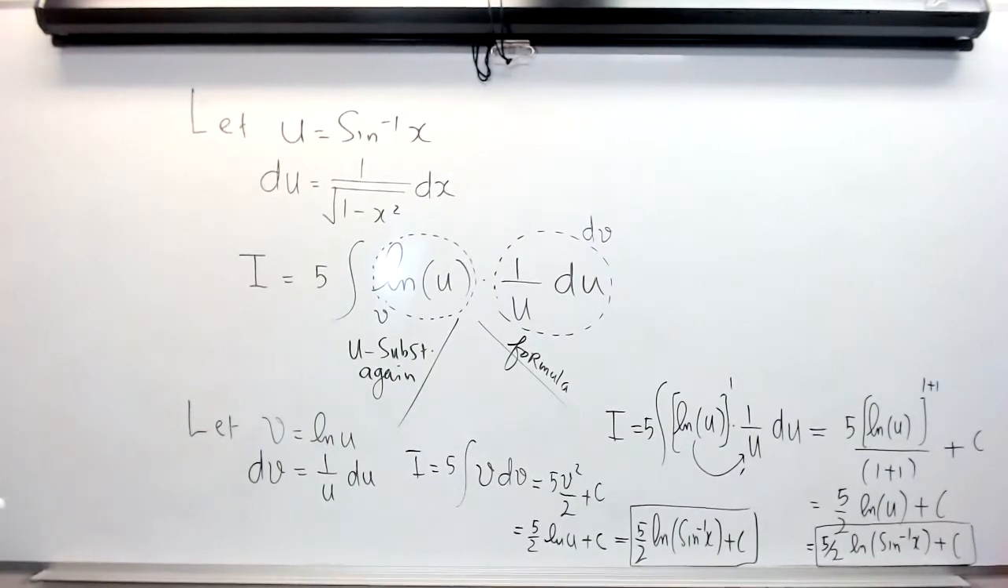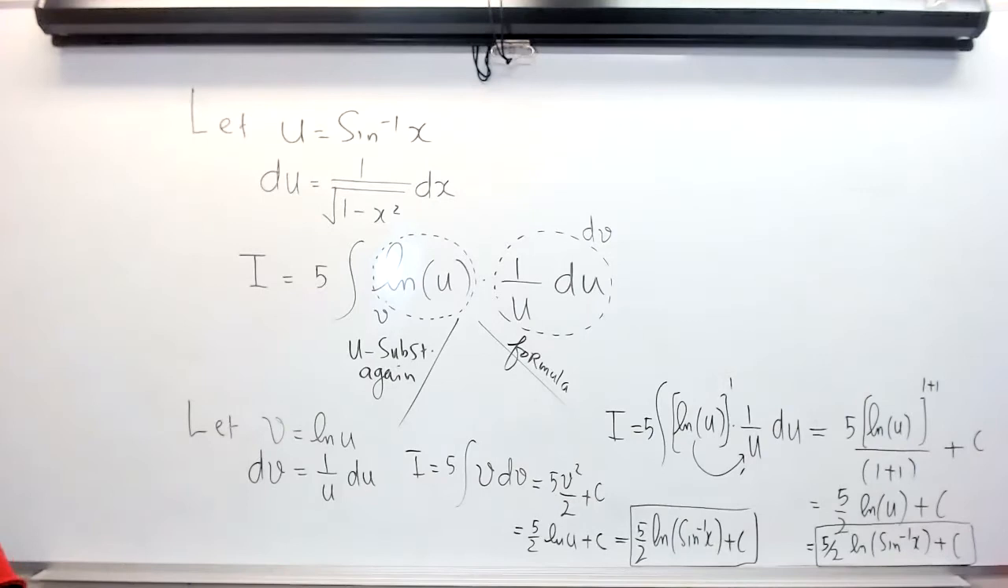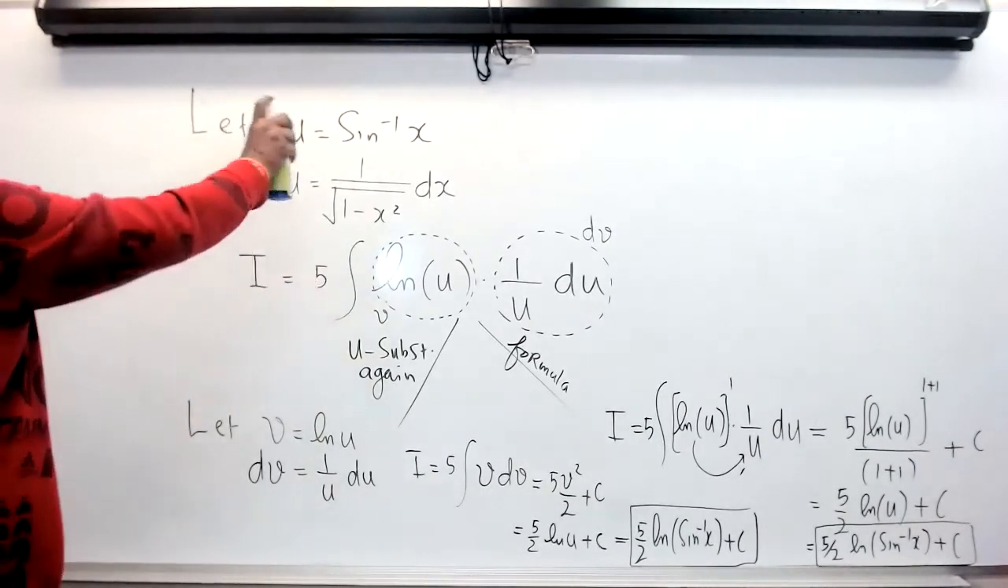By any chance, if you consider that inside function, called the argument function, which is sine x, as a u, or the whole thing, ln sine x, as a u, it doesn't matter. You're going to end up with the answer. You don't get lost, okay? So let's look at another method.